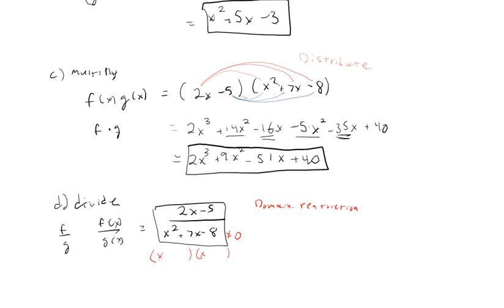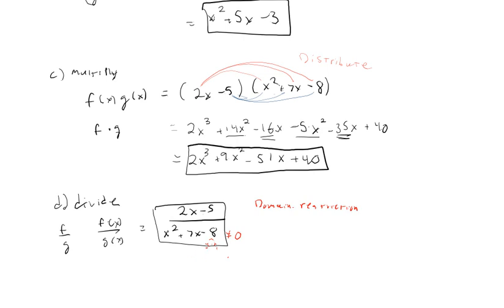So, 8, I can have 4 times 2, or 7 and 1. Oh, 8 and 1, I'm talking about 8 and 1. What are my factors going to be? What are my factors? If you're not good with factoring, you've got to really practice your factoring.